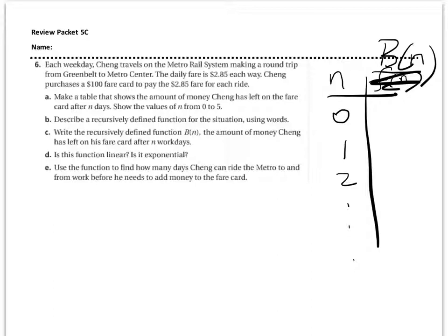Use the function to find how many days Cheng can ride metro to and from work before he needs to add money to the fare card. All right, find that out. Once you get the recursive definition, or you can just keep going on. Well, I'm assuming that you are spending more than $5, right? So it should be less than 20, because if you spend $5 per day and you spend 20 days, that will be 100. So extend that table, probably 19, 18, something like that, right?